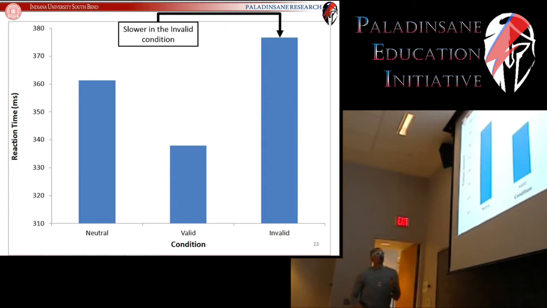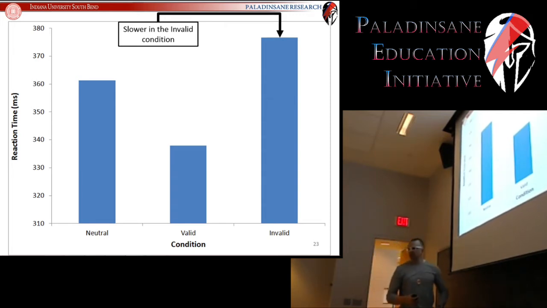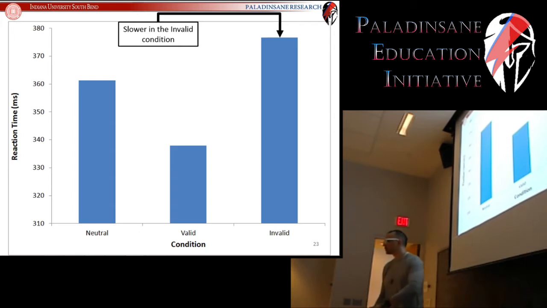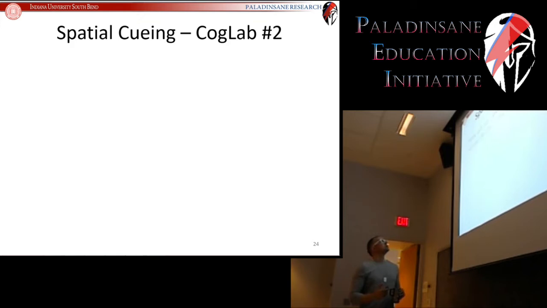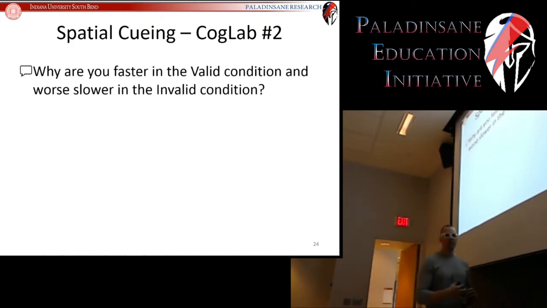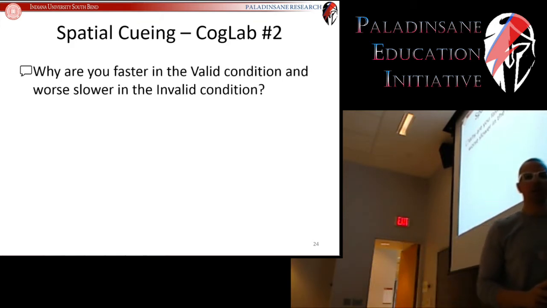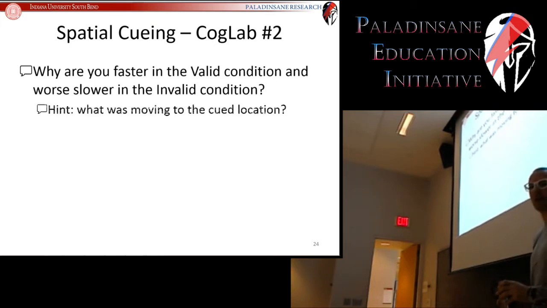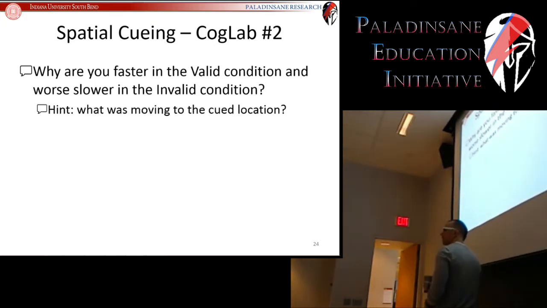All right, so any questions about the data, the results for this one? All right. So why are you faster in the valid condition and slower in the invalid condition? And what does this mean about how we move our attention? So any speculations on this?